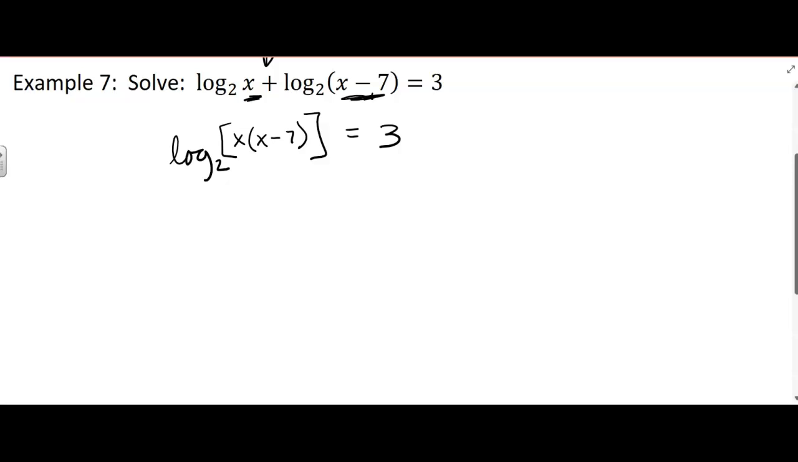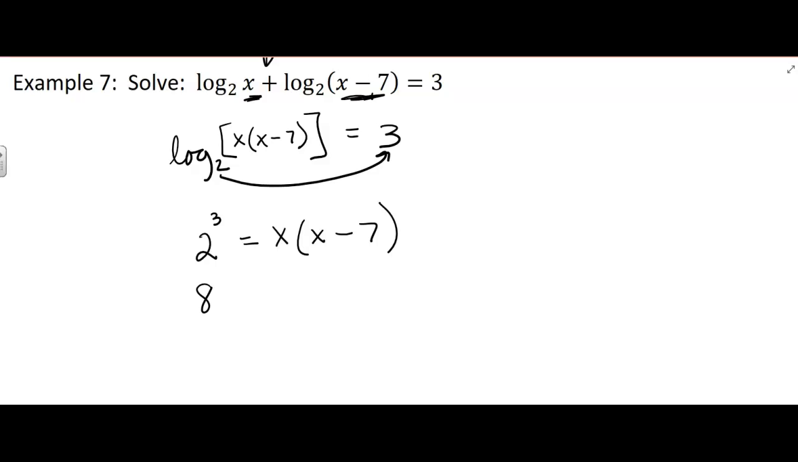So I'm going to put it in exponential. 2, there's my base. I'm going to go get the exponent. 3 equals x times x minus 7. Okay, great. Now 2 cubed, that's 8. I know that. Here I can distribute, so I get x squared minus 7x.